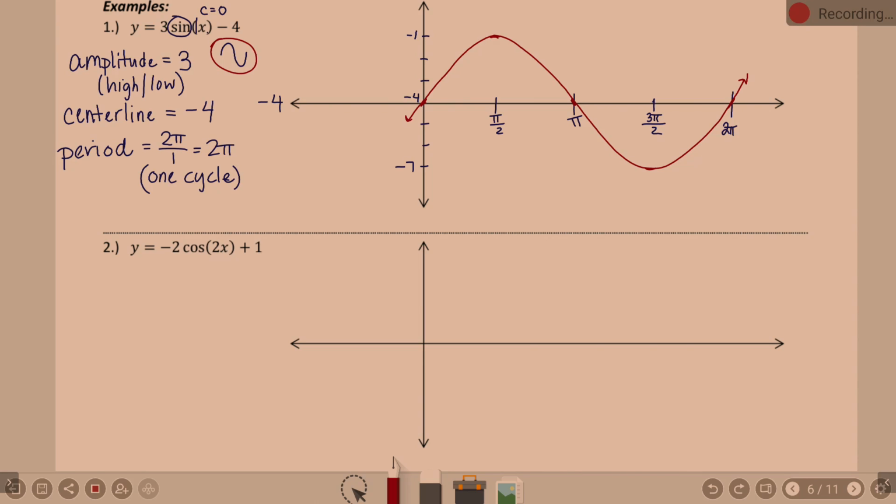X-min, how far did my graph go left? I have it at 0. How far did my graph go right? I did 2 pi. Y-min, how far did my graph go low? Negative 7. How high did it go? Negative 1. Now, that should more match what you see up there.